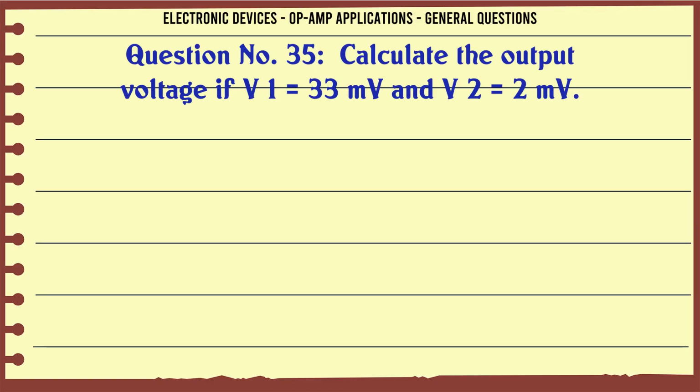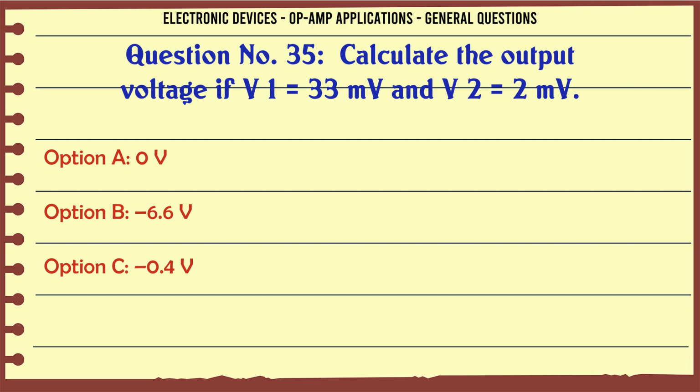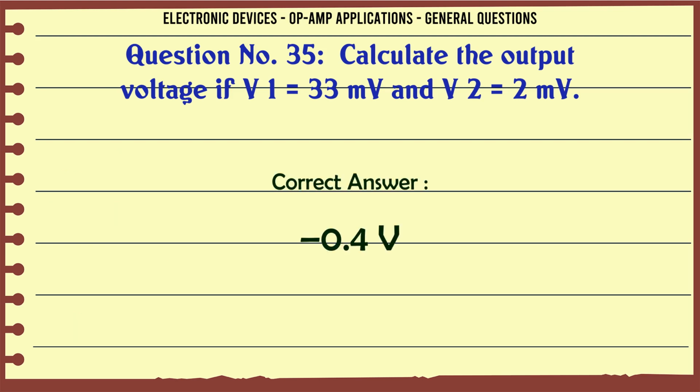Calculate the output voltage if V1 = 33 mV and V2 = 2 mV. A: 0 V, B: 6.6 V, C: 0.4 V, D: 2 V. The correct answer is 0.4 V.